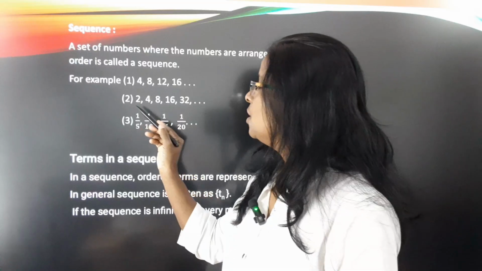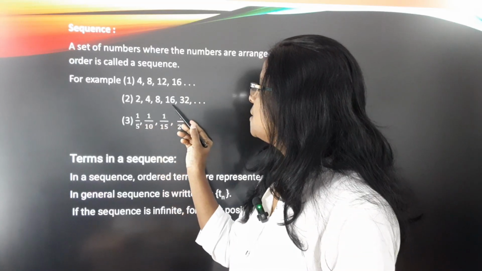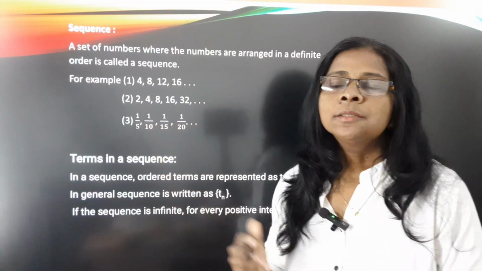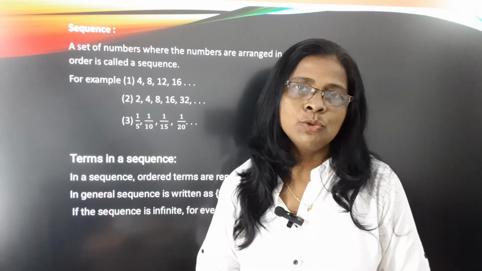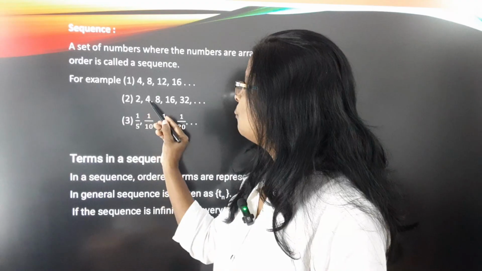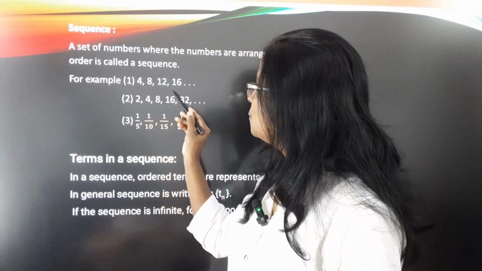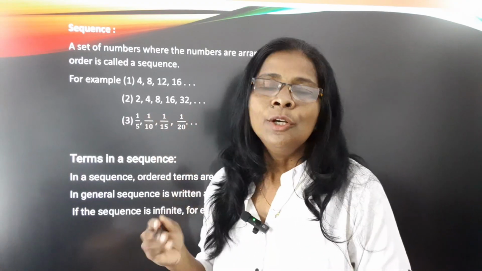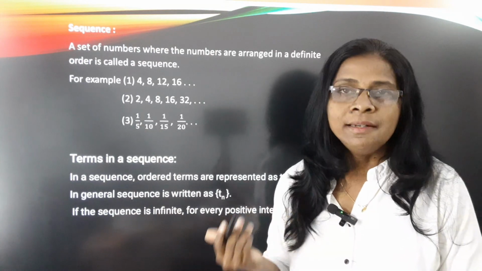Now the second one: 2, 4, 8, 16, 32. Here also there is a specific arrangement, students, and that specific arrangement is that 2 2s are 4, 4 2s are 8, 8 2s are 16, 16 2s are 32. This way we get the next number.